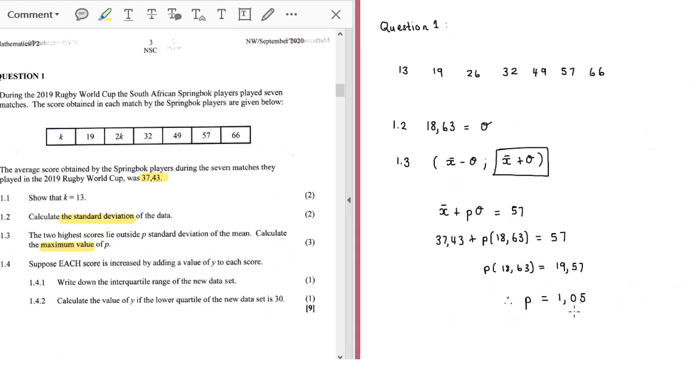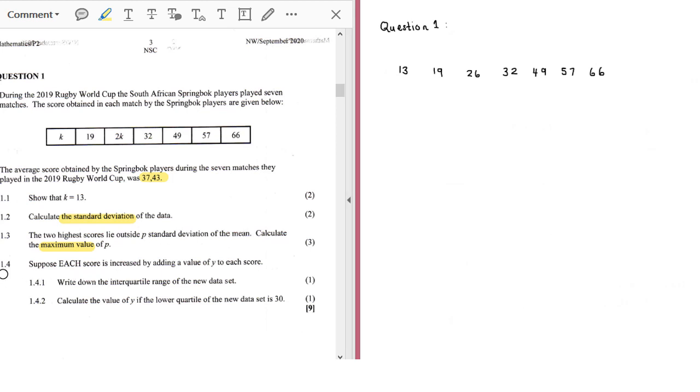Right, so moving on, question 1.4 says suppose each score is increased by adding a value y to each score. 1.4.1 says write down the interquartile range for the new data set. Okay, I don't know exactly why they say write down, because that is not so obvious, but let's just think about it quickly. Right, so this is the old data set, right?